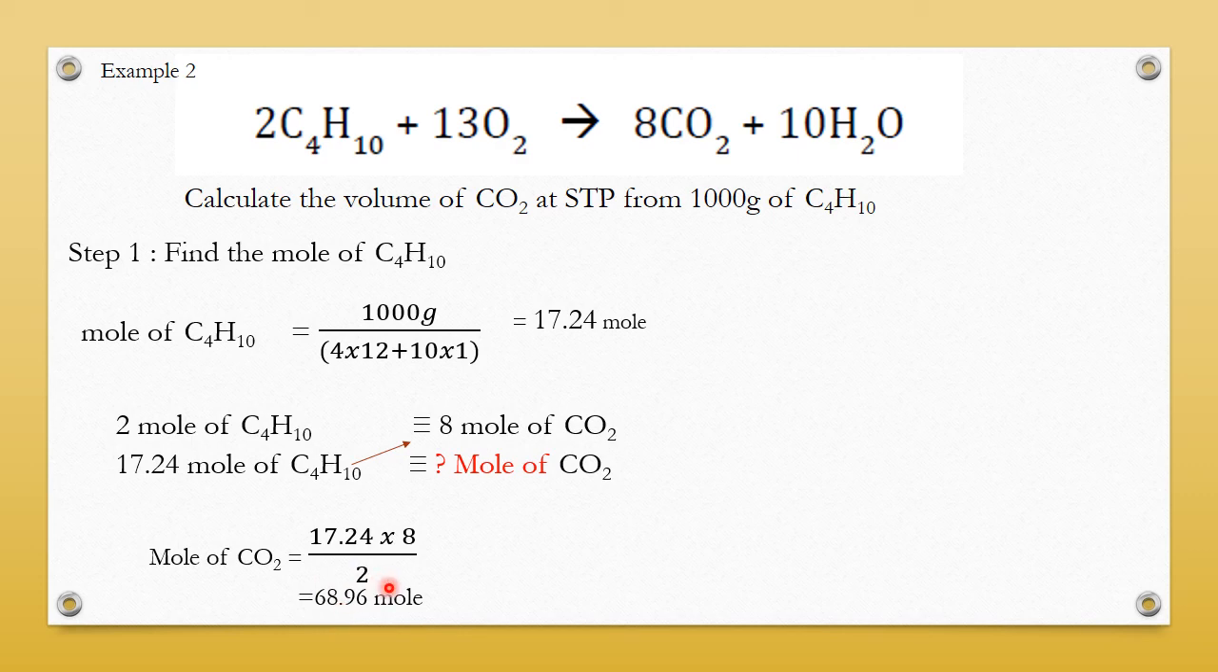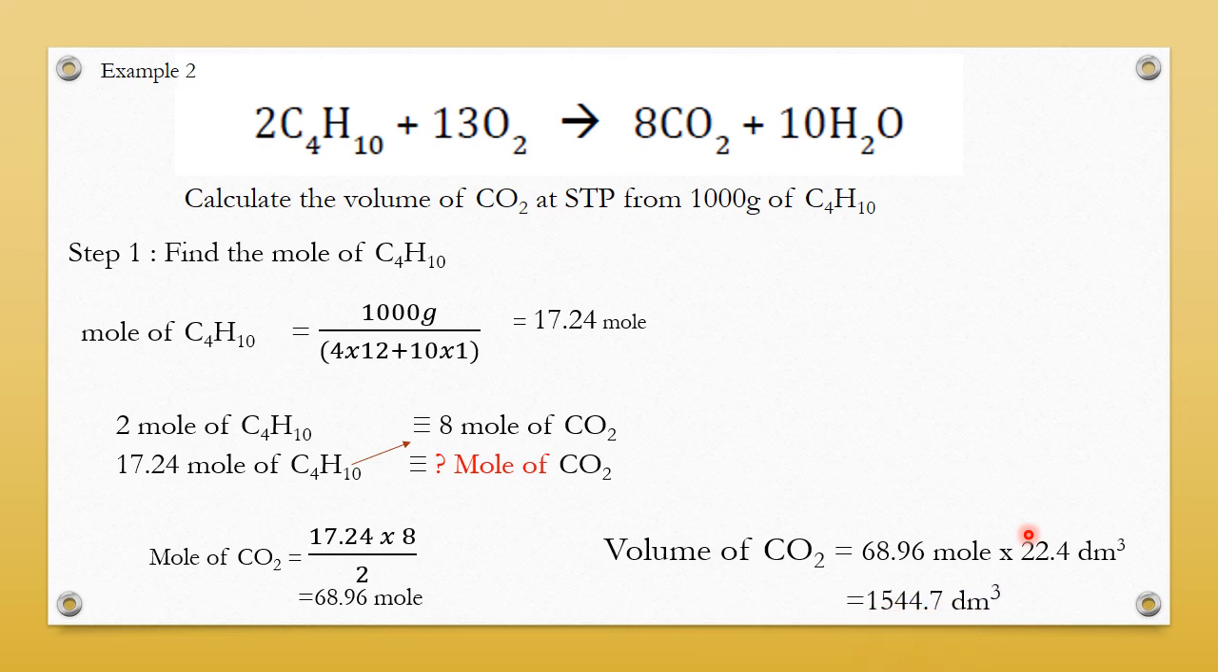So the number of mole of carbon dioxide produced from 100 gram of C4H10 is equal to 68.96 mole. After we get the mole, to find the volume, we multiply by the molar volume at STP, which is the standard temperature and pressure. So volume of carbon dioxide is equal to 68.96 multiplied by 22.4, which is equal to 1544.7 dm cube.